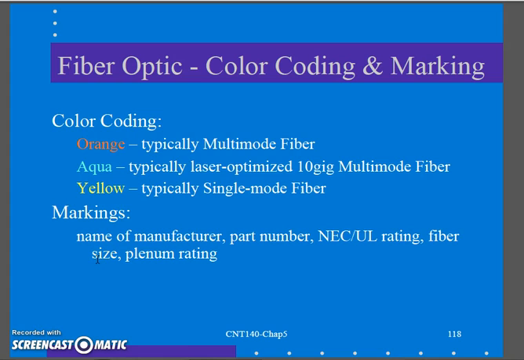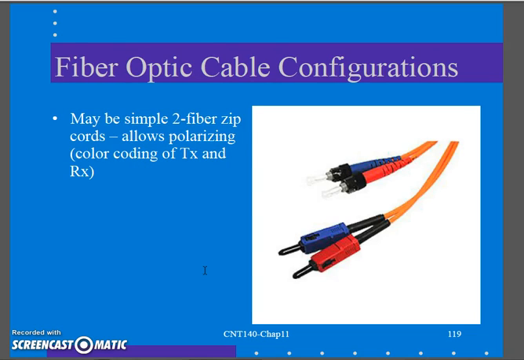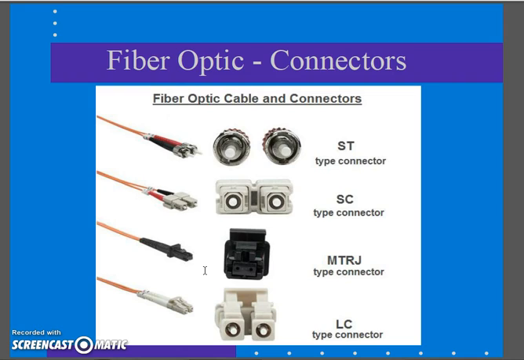Don't forget, we mentioned the color coding. Typically orange insulation or jacket is multi-mode. Aqua is typically laser optimized 10 gig multi-mode fiber, and yellow is typically single mode. That's not carved in stone, but that's typically the color coding that gets used. Don't forget also on the side of the fiber, all of our labeling that we looked at before back in Chapter 5. And again, there's your 2-strand fiber, transmit, receive.